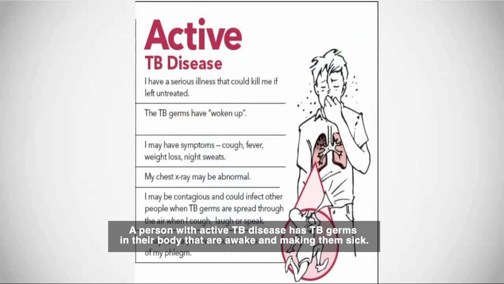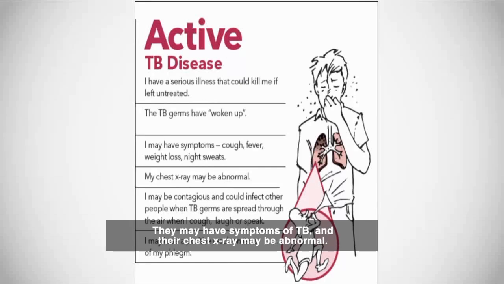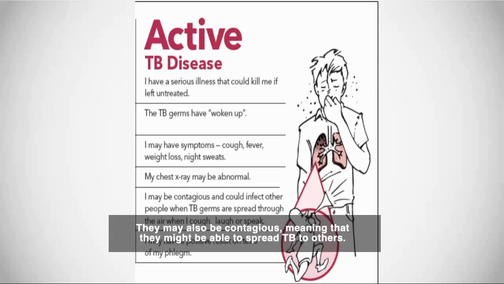A person with active TB disease has TB germs in their body that are awake and making them sick. They may have symptoms of TB, and their chest X-ray may be abnormal. They may also be contagious, meaning that they might be able to spread TB to others.